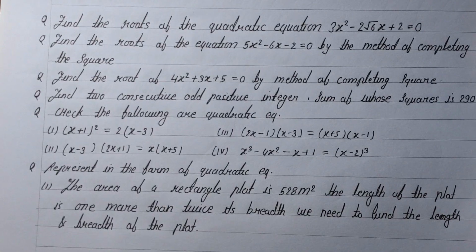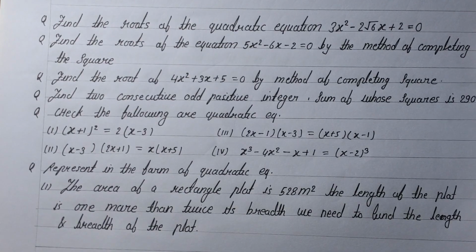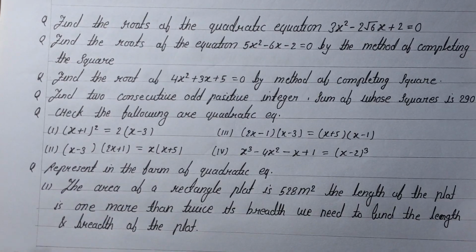Next, check whether the following are quadratic equations. First, (x plus 1) whole squared is equal to 2x minus 3, and so on. Next, represent in the form of a quadratic equation. The area of a rectangular plot is 528 square meters. The length of the plot is 1 more than twice its width. Find the length and width of the plot.